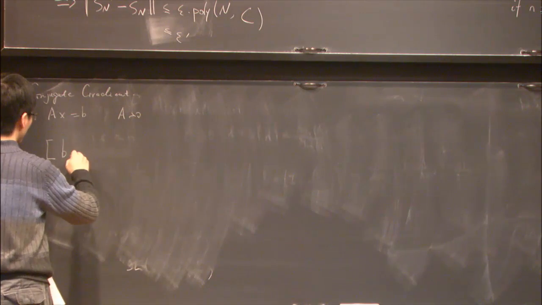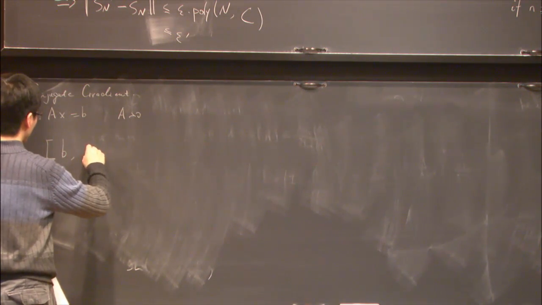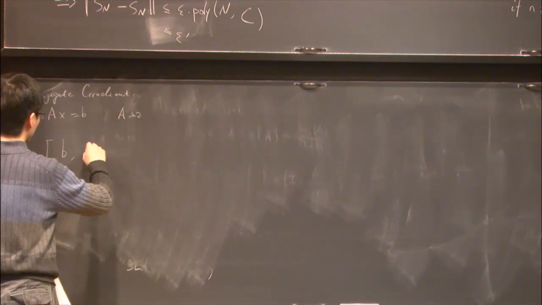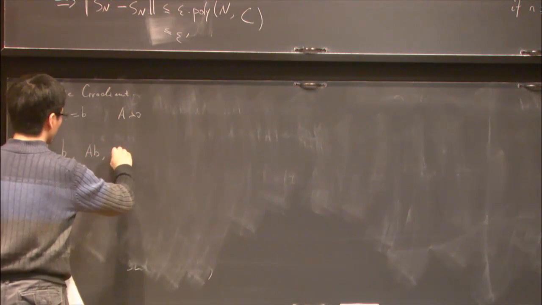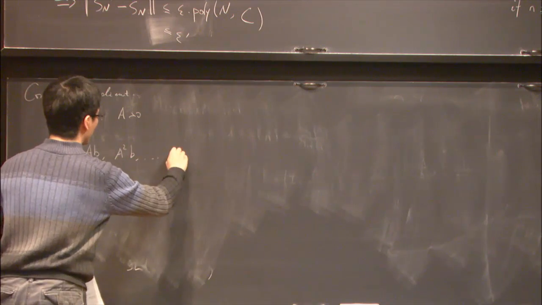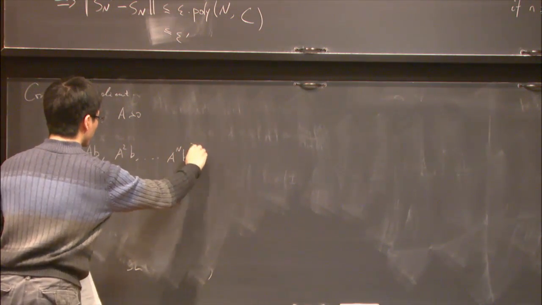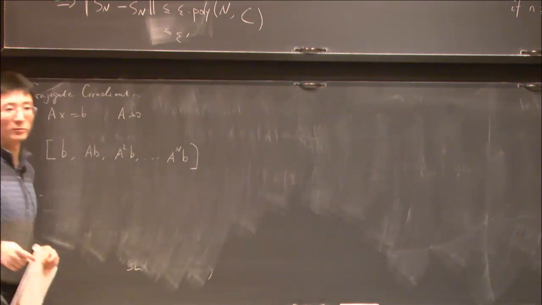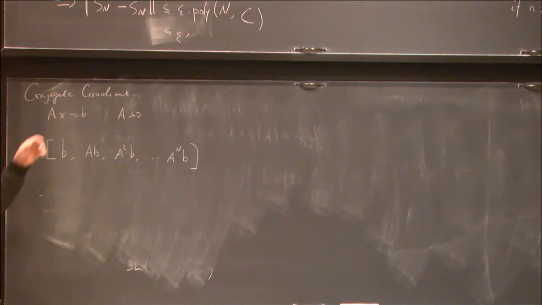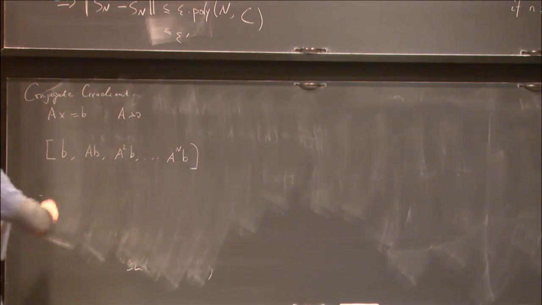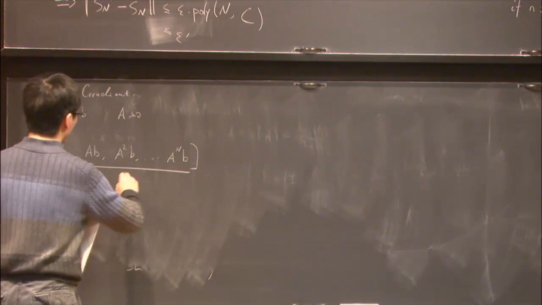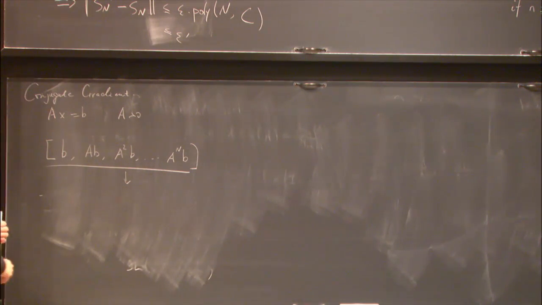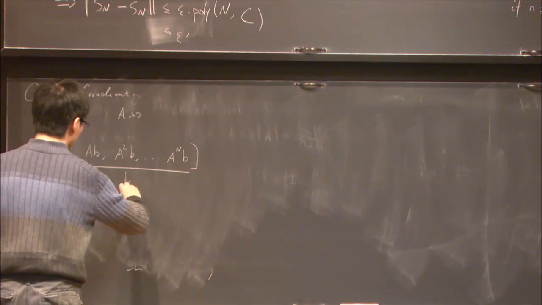So consider the following matrix of column vectors: B, AB, A squared B, until something like A to the big N times B. So this is the matrix with n plus 1 column vectors, each vector in the original dimension of the problem. Then the idea of conjugate gradient is to do Gram-Schmidt to turn this column matrix into an orthogonal matrix, say V.